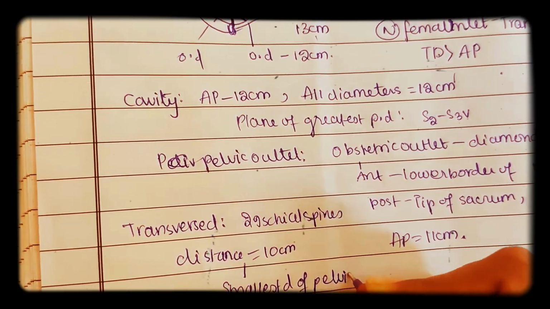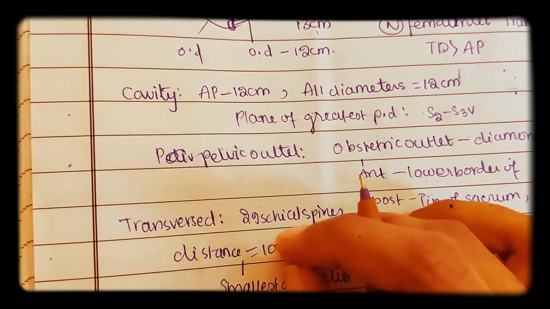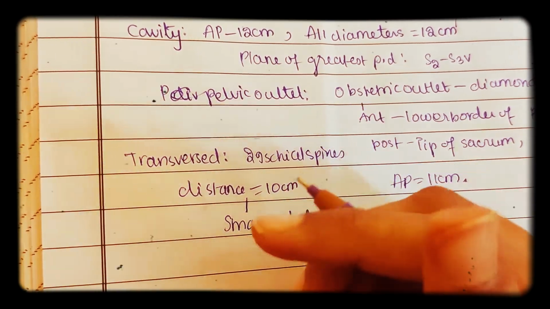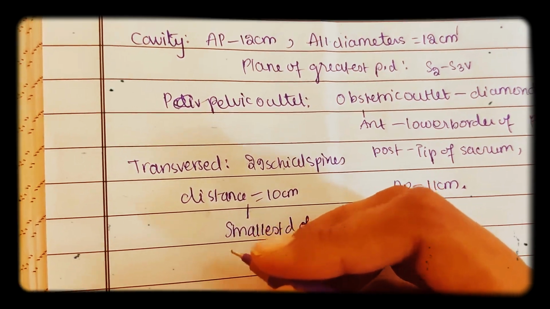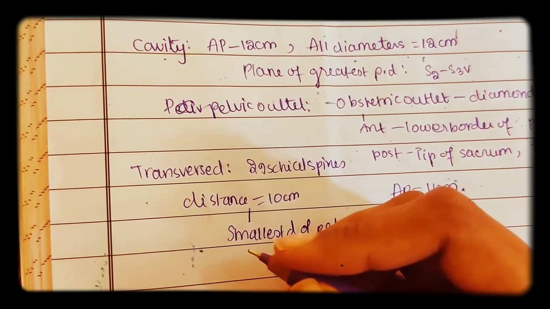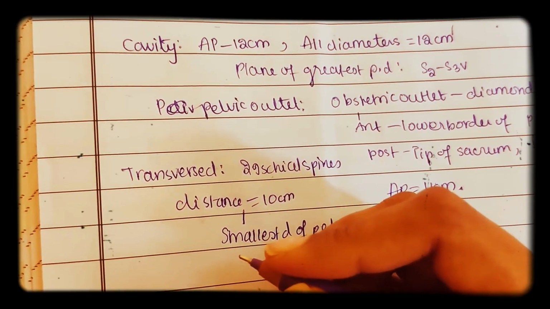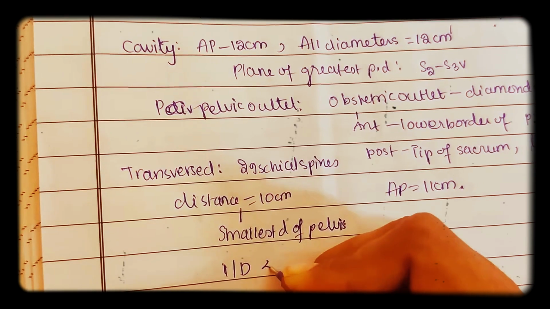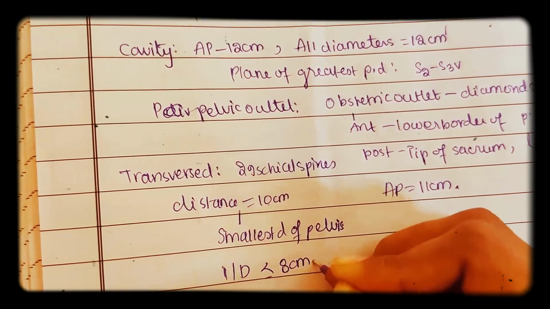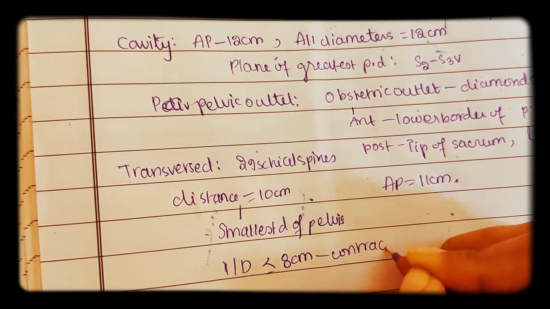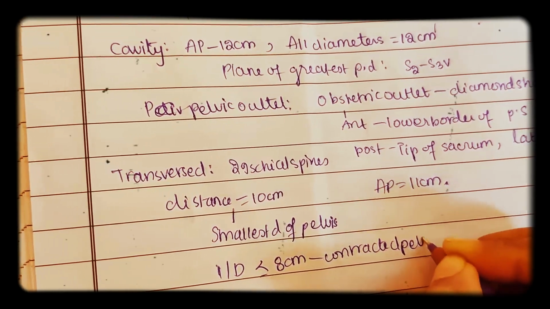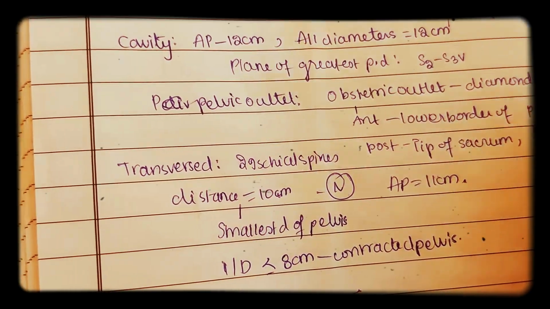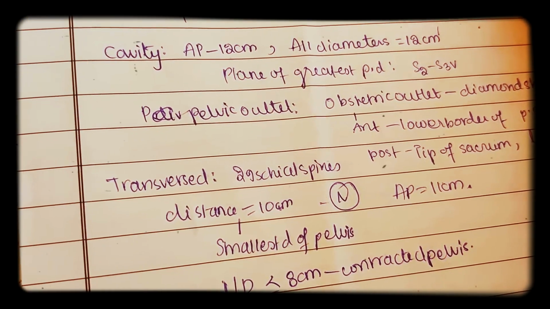It is the most important diameter of the true pelvis. If the IID is less than 8 centimeters, then you can say it is a contracted pelvis. That is, if the interischial diameter is less than or equal to 8 centimeters, then for sure you can confirm it as a contracted pelvis, because in a normal pelvis it is 10 centimeters. If less than 8, contracted pelvis, so we need to go for cesarean section.